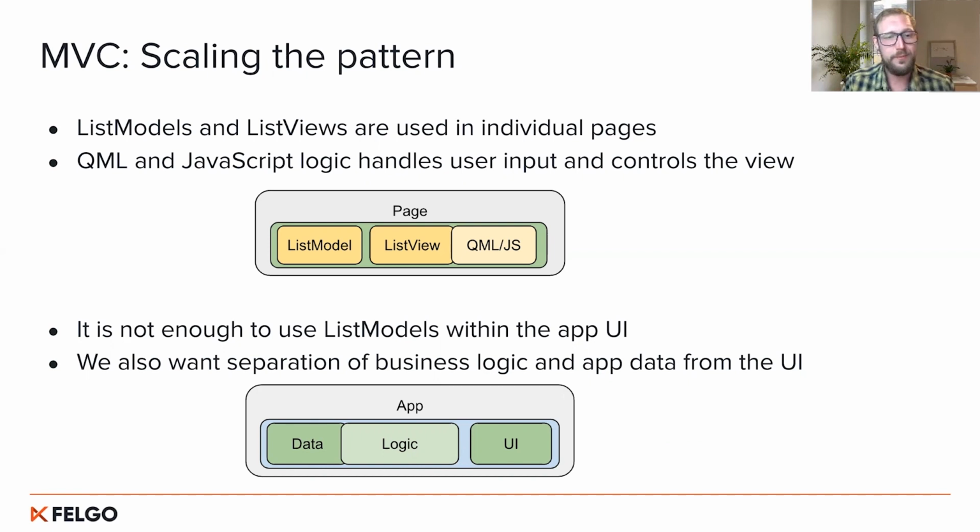That's not enough, because we also want, when looking at the big picture, separation of the business logic and the application data, basically the application state, from the user interface as a whole. So not only a separation between a certain view and the data that it presents, but also a separation between all of the application data, all of the application state, and all of the user interface, regardless of which items the user interface might actually include or how many pages.